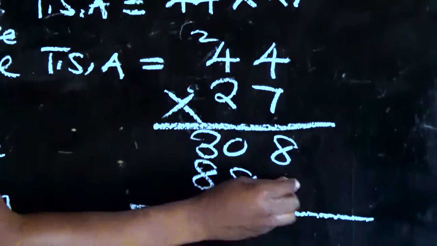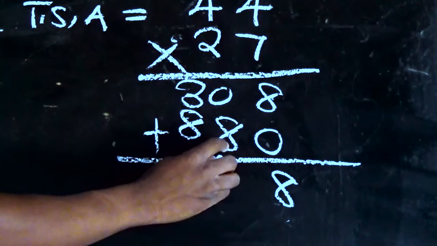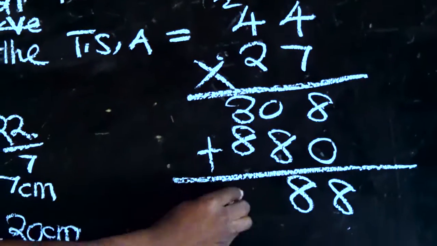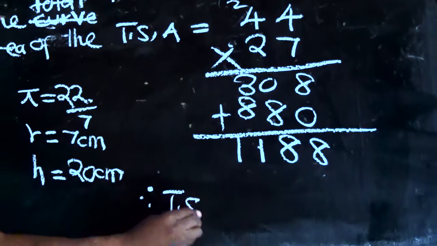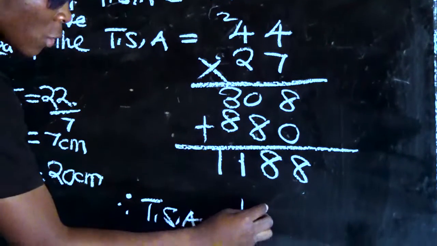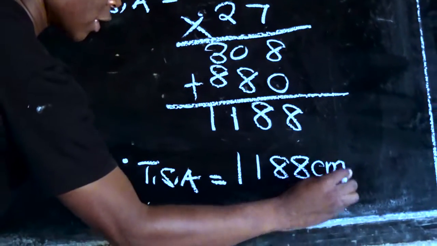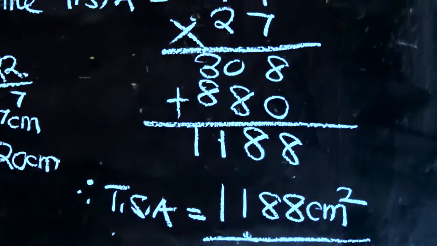Then you simply do what, people? You add. 0 plus 8? 8. 8 plus 0? 8. 8 plus 3, you get what? 11. Are we together? So therefore, our total surface area is equal to 1,188. Okay? Centimeter what, people? Squared. This is our answer. Okay?